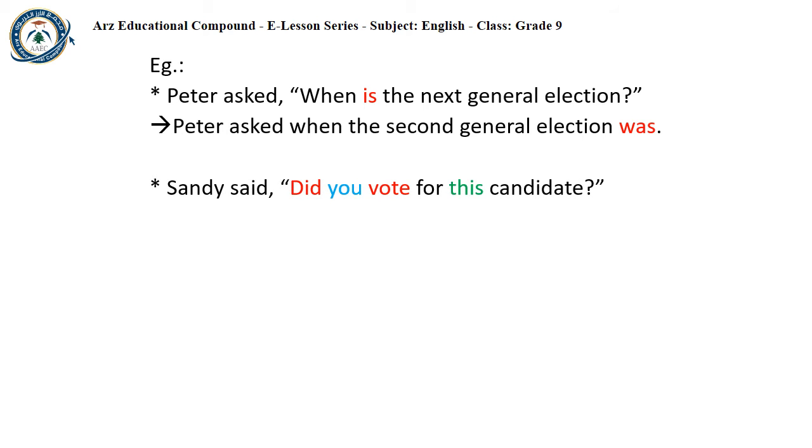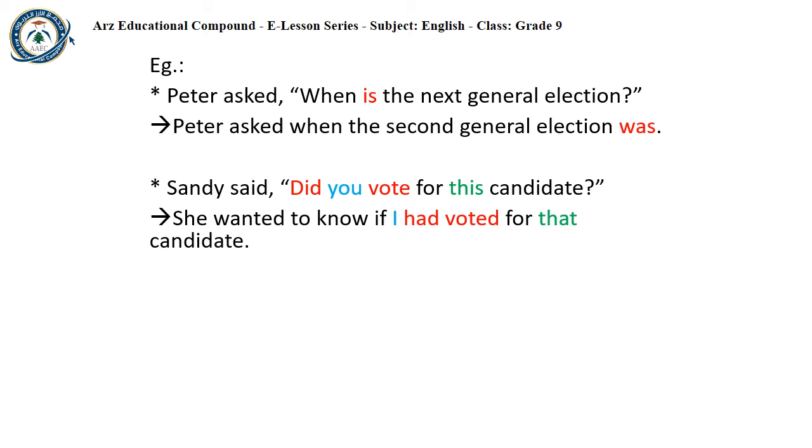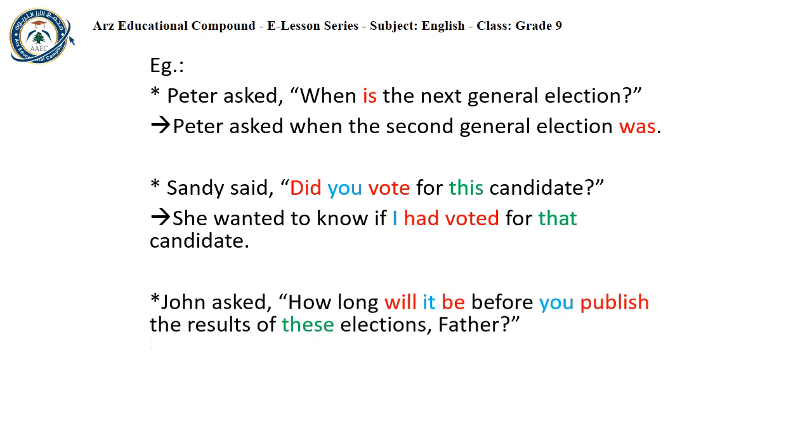Sandy said, "Did you vote for this candidate?" This is a yes or no question. There is no question word. This means that in the reported speech, I have to use if or whether. Did vote is the verb in the simple past tense. In the reported speech, it changes to the past perfect tense. This changes to that. She wanted to know if I had voted for that candidate. Remember to replace or change the pronoun you to I.